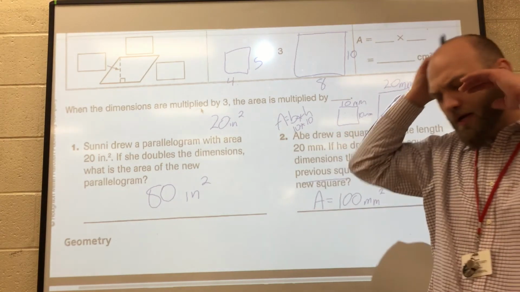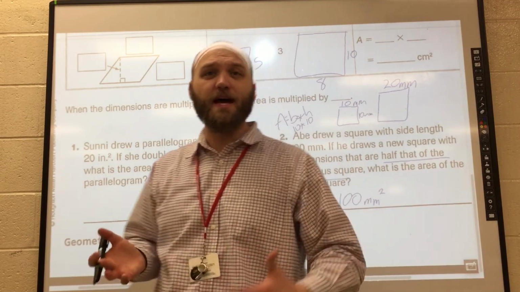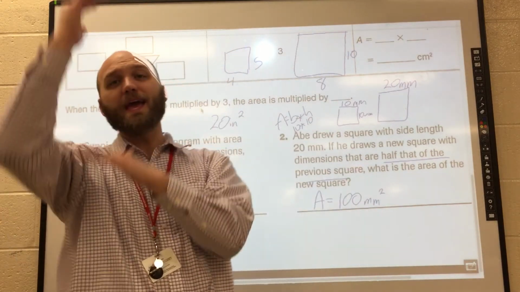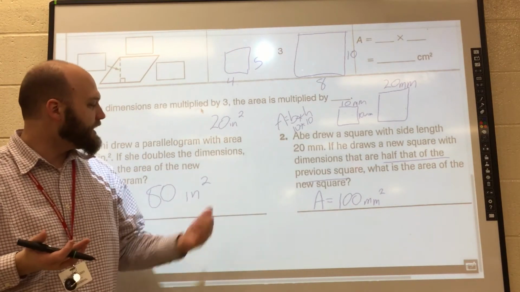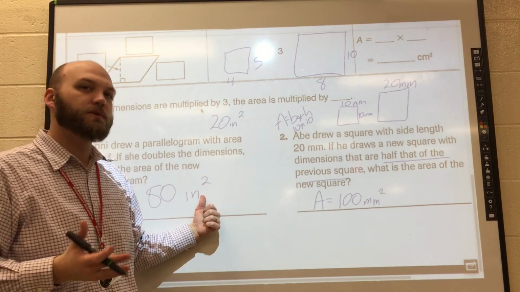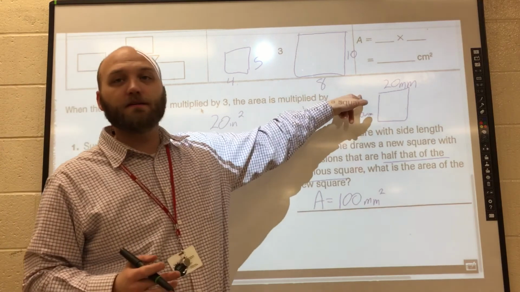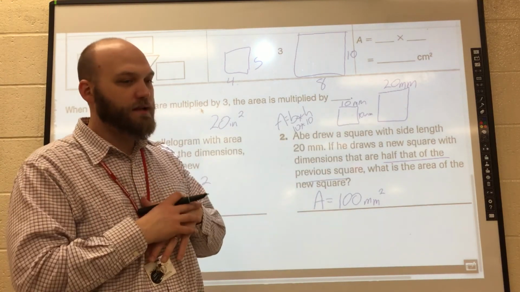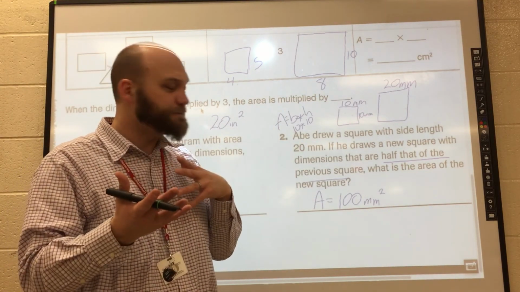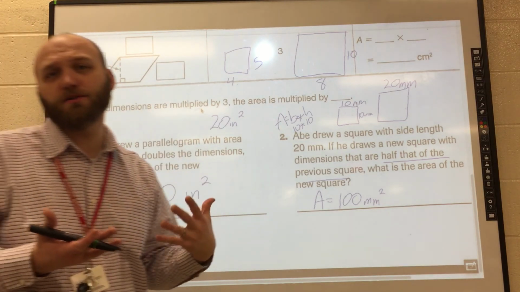Okay, so just remember that when you're doubling a shape in size, you're doubling both the width and the height. And we're talking about area, that's a squared unit, which means that it goes 2 dimensions. So if I'm doubling it, I need to go ahead and actually make it 4 times as large. Okay?